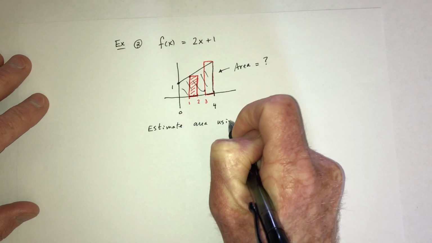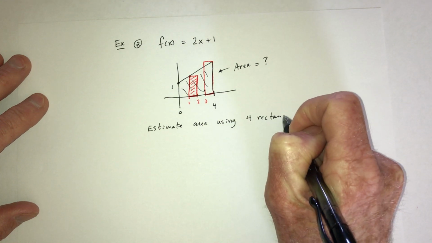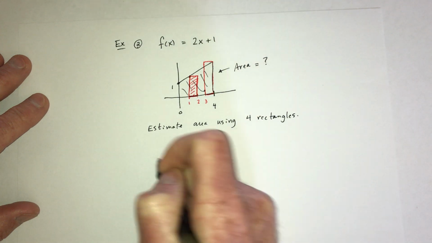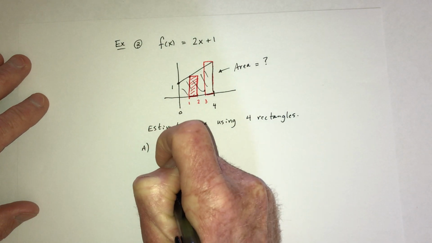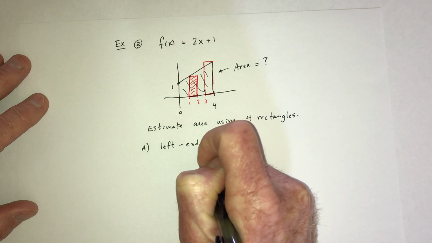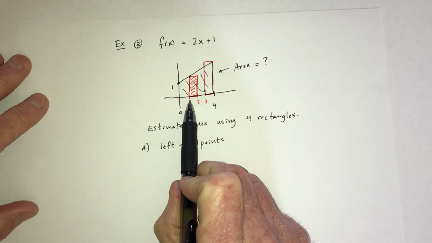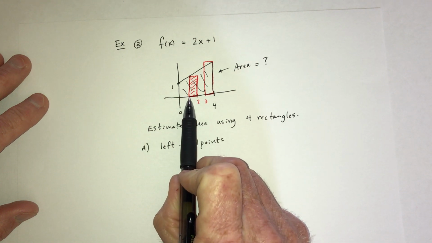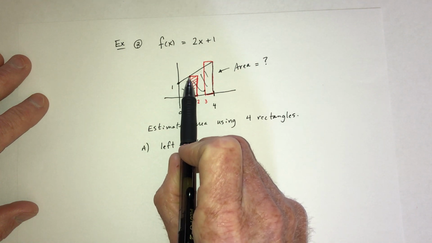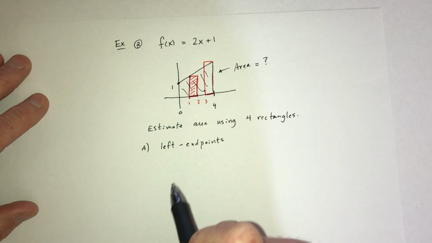In this case, using 4 rectangles. Part A, use the left endpoints. So that's what I did right here on this rectangle. When the left side hit the function, then I stopped, and that is going to be the area that we use.